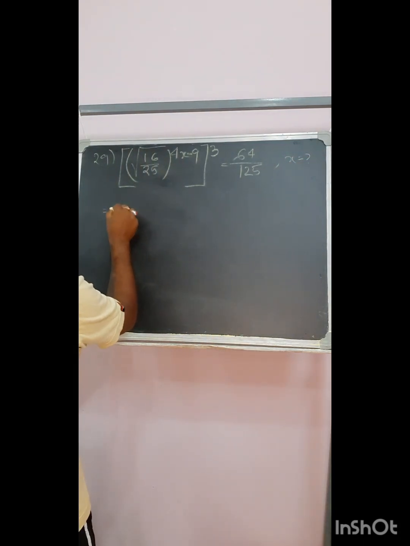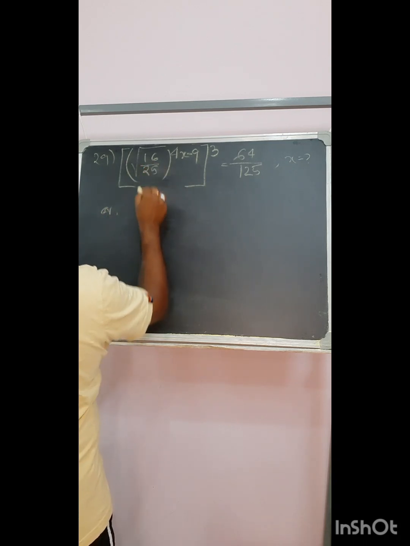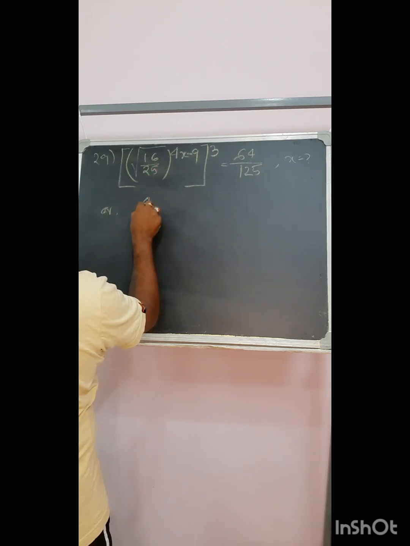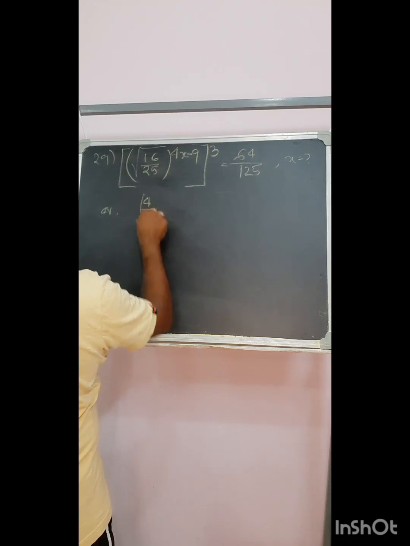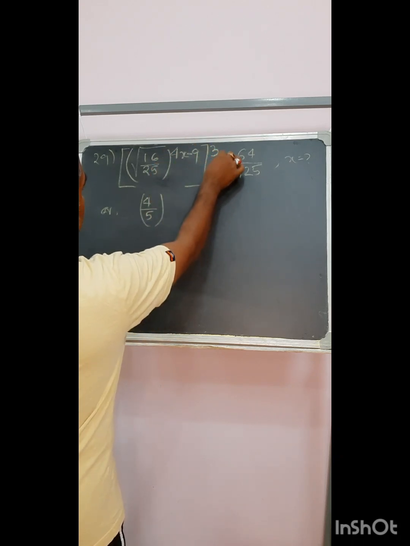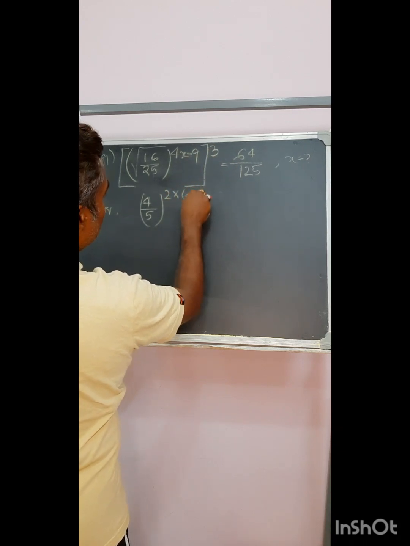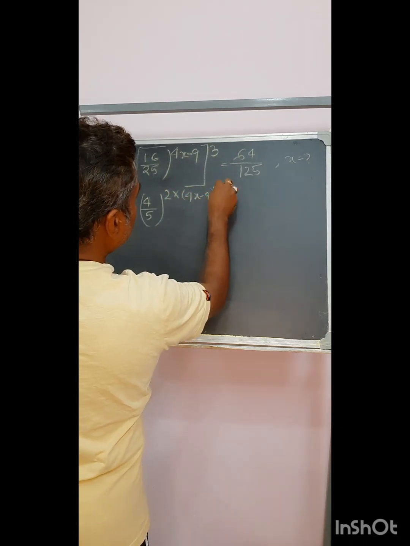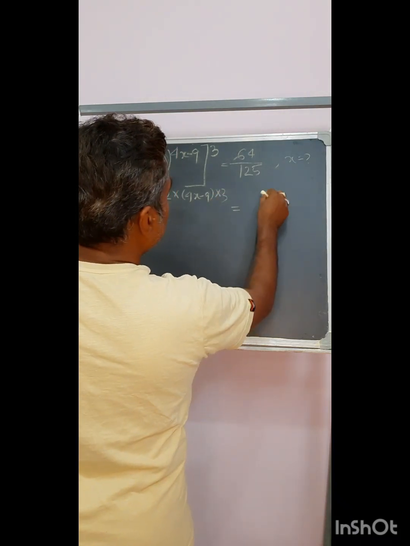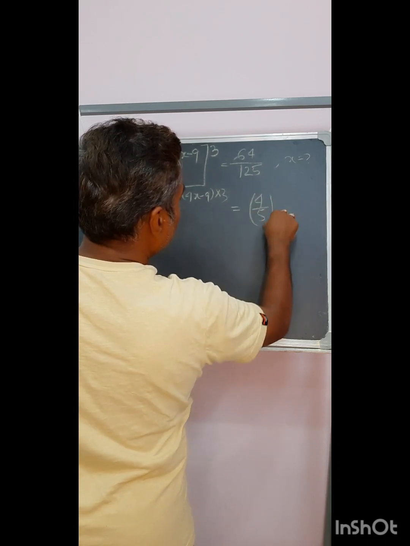So let's start. Now this side, if I simplify, I will get 4 and 5, both will be in square. If I multiply the 2 with that and 3 with that, all will be multiplied. So what I will get, 2 into 4x minus 9 into 3. If I simplify this, I will get like that. And on the right hand side, I will get 4 cube and 5 cube whole cube.